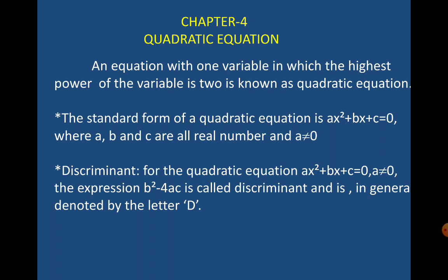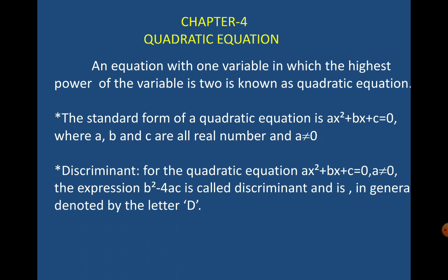If any equation is there, suppose x square plus 2 equal to 0, but in a quadratic equation, the equation should be ax square plus bx plus c is equal to 0, where a, b and c are real numbers and a is not equal to 0. All these values are real numbers.